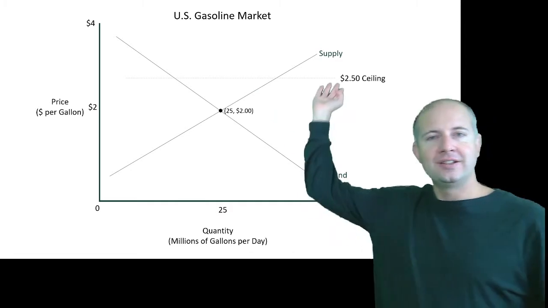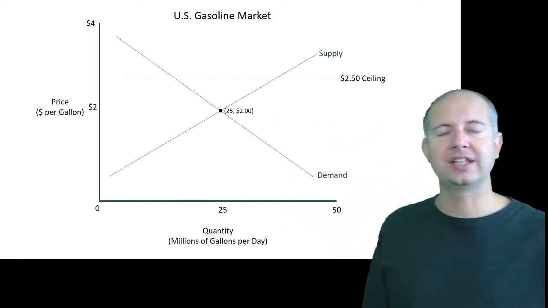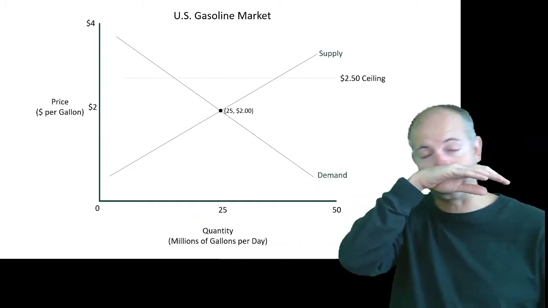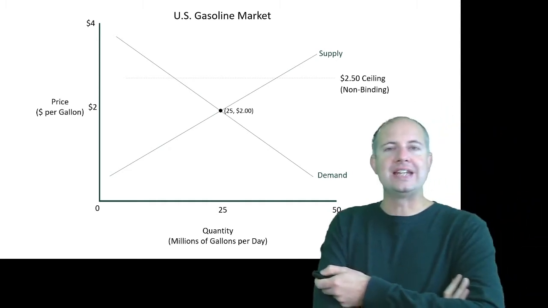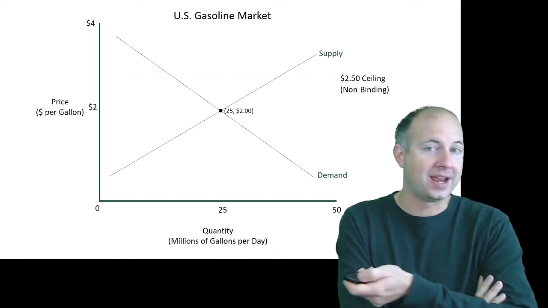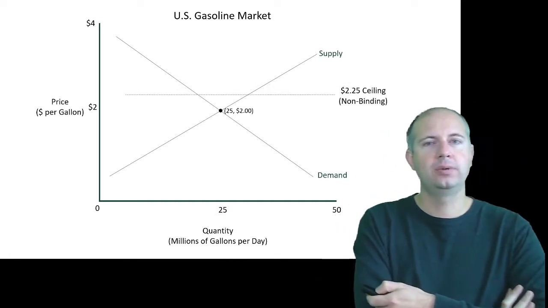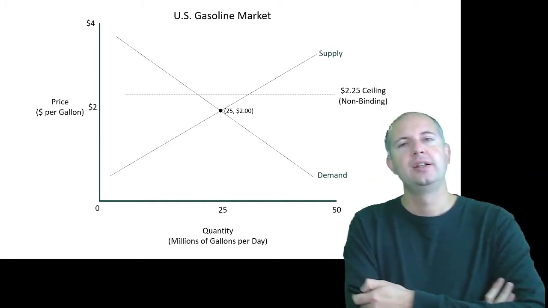This would be essentially the same result as if you put a price ceiling of $100 on gasoline. You set a law, no one can charge more than $100 for a gallon of gasoline. Well, no one's doing that anyway. So this is referred to as a non-binding ceiling. It doesn't actually affect the market. It doesn't actually affect prices paid. And so we can reduce this. We can even reduce it: a $2.25 ceiling is still non-binding because it's above the market price.